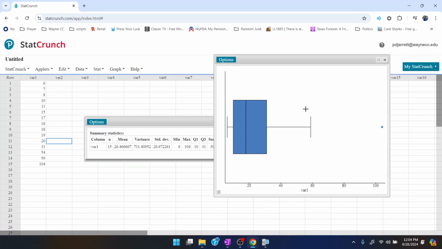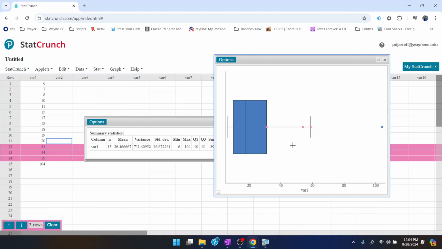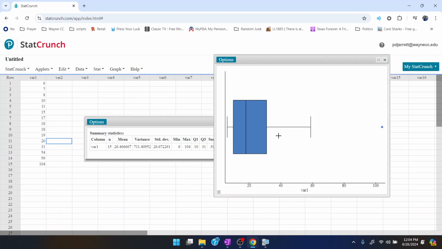Now, believe it or not, you can't do box and whisker plots as easily in Excel as you can on StatCrunch. I love Excel myself, but that's just me. I have some cool things with Excel, but let's look at this.